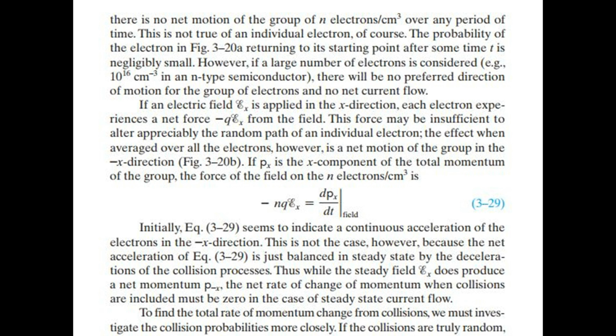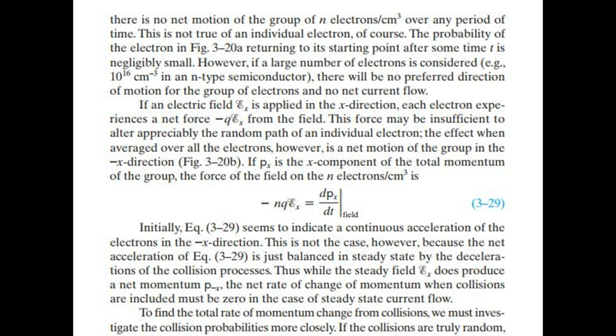Initially, Eq 3-29 seems to indicate a continuous acceleration of the electrons in the x direction. This is not the case, however, because the net acceleration of Eq 3-29 is just balanced in steady state by the decelerations of the collision processes. Thus, while the steady field 𝓔x does produce a net momentum px, the net rate of change of momentum when collisions are included must be zero in the case of steady state current flow. To find the total rate of momentum change from collisions, we must investigate the collision probabilities more closely.